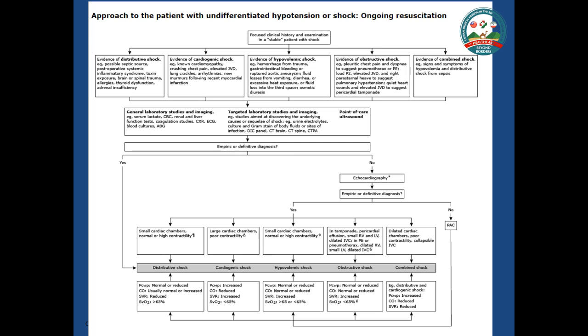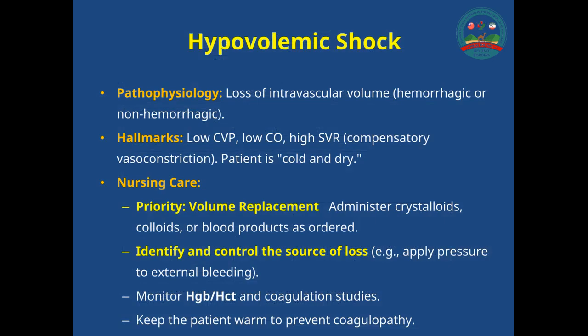For example, small hyperdynamic chambers suggest distributive shock, large poorly contracting chambers suggest cardiogenic shock, small chambers with reduced filling suggest hypovolemic shock, and right-sided dilation or pericardial effusion suggests obstructive shock. If the diagnosis remains unclear, echocardiography and additional testing are used to guide further management. Now let's talk about hypovolemic shock.